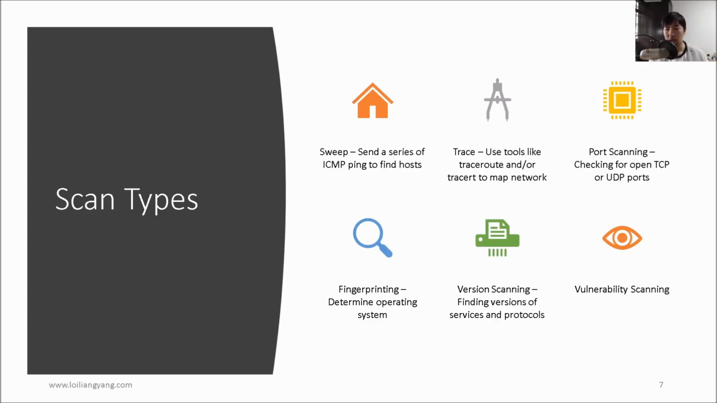And on the most right bottom, we can see vulnerability scanning. We can also use Nmap to do vulnerability scanning. If you look at the previous tutorial, we were using Metasploit to scan for vulnerabilities. In this case, we can use Nmap as well to find out if those services are vulnerable by checking against the common vulnerabilities and exposures database. So again, these are the 6 key functions that we can use for scan types in Nmap.